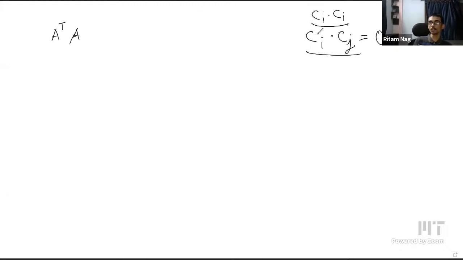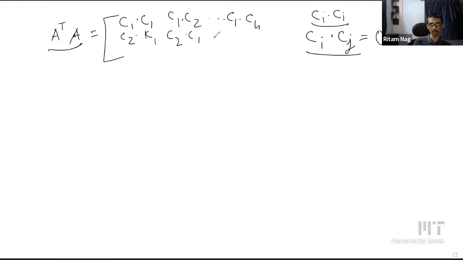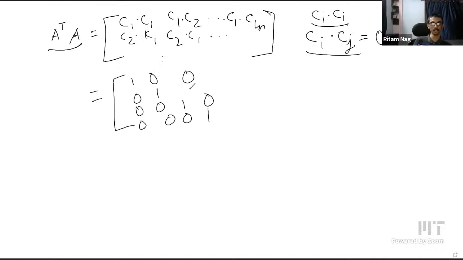And when you want to take a bunch of dot products between a bunch of rows, you basically create this matrix. So the entries of this matrix are C1 dot C1, C1 dot C2, C1 dot Cm, C2 dot C1, C2 dot C2, and so on, because there are m clubs. So this is basically the dot product matrix. And we know that this is just the matrix with ones along the diagonal and zeros everywhere else.